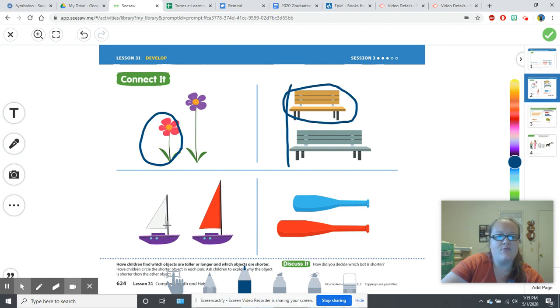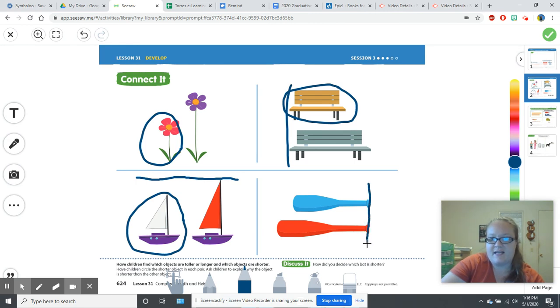How about these boats? Now we're looking at how tall they are, looking at the height. So let me go ahead and draw a line so you can see which one is shorter, the boat with the white sail or the boat with the red sail. Excellent job. The boat with the white sail is shorter than the boat with the red sail. Now these pictures here, they lined up on the opposite side. So now which one is shorter? The blue bat or the red bat? I got it. That is the blue bat.